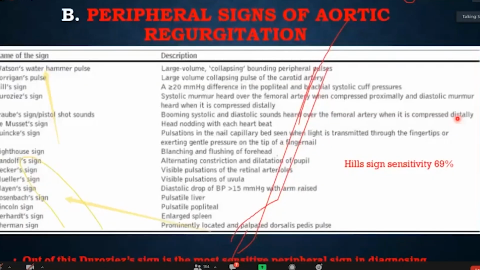Now let's come to the peripheral signs of aortic regurgitation. Now this is one of the important slides. Now I have a request. What is on my left-hand side? Again, a request, Rahul, please.